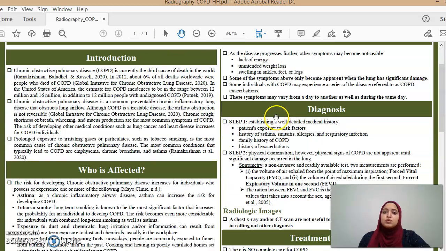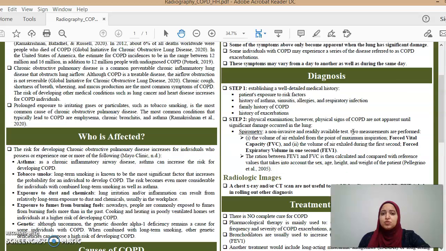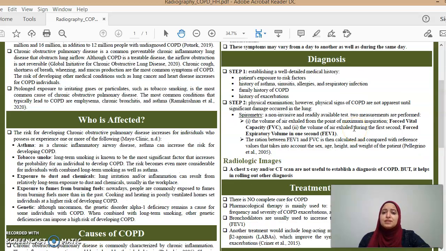And for the diagnosis, the first step is establishing a well-detailed medical history. It involves checking the patient's exposure to risk factors, and whether he has any history of asthma, allergies, or a family history of COPD. The second step is the physical examination. Even if the physical signs of COPD are not obvious until significant damage, one of the ways to diagnose COPD is using a device called spirometry, a common office test used to assess how well you breathe, how well you inhale, and to measure the exhale, and how quickly you exhale.